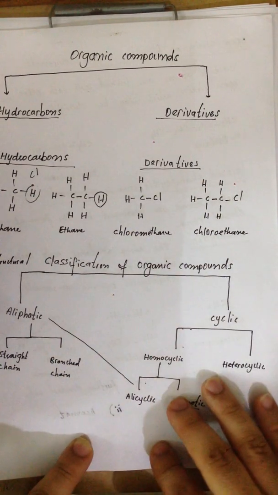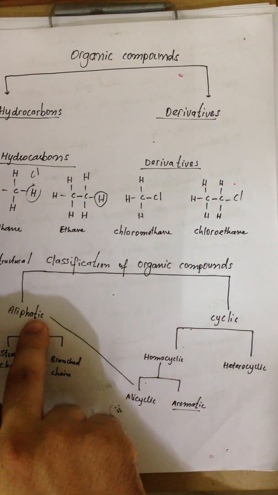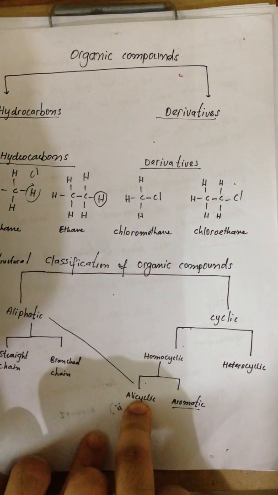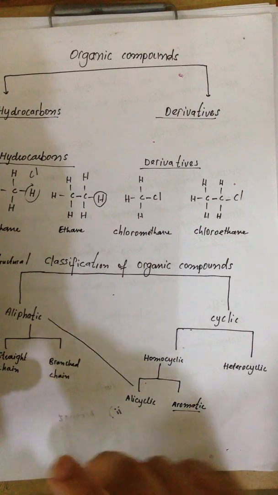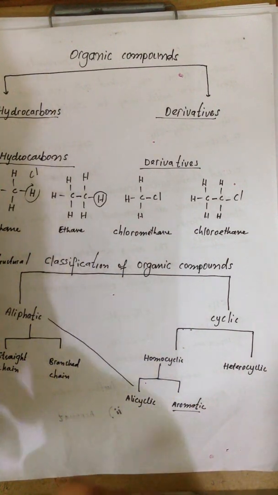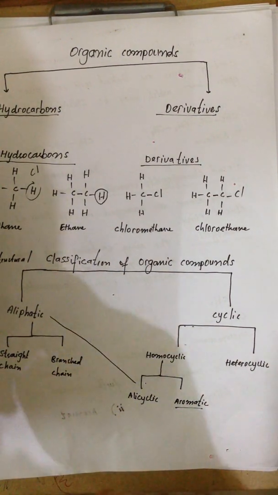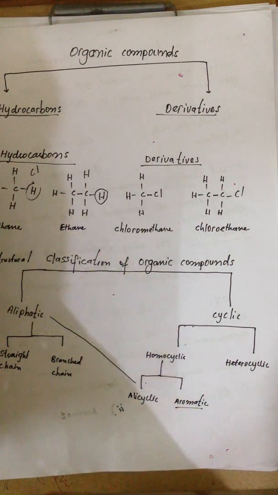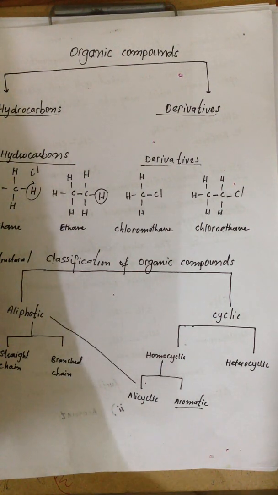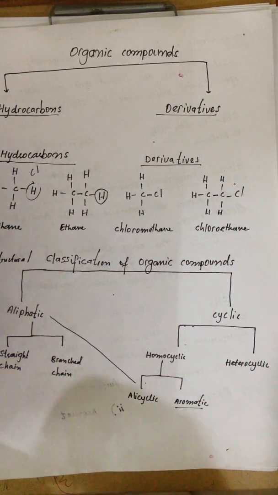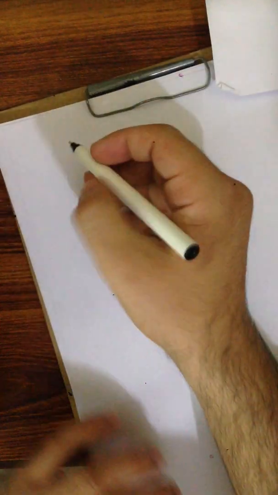We have discussed the aliphatic as well as the alicyclic organic compounds. These include alkanes, alkenes, alkynes, cyclocompounds, the cycloalkanes, cycloalkenes, and cycloalkynes. Today we are going to discuss the aromatic hydrocarbons. So let's start with the aromatic hydrocarbons.